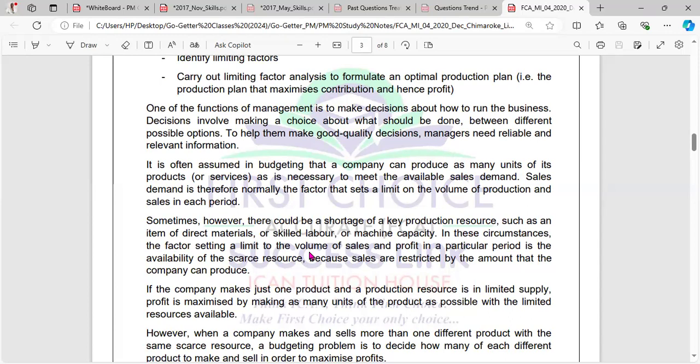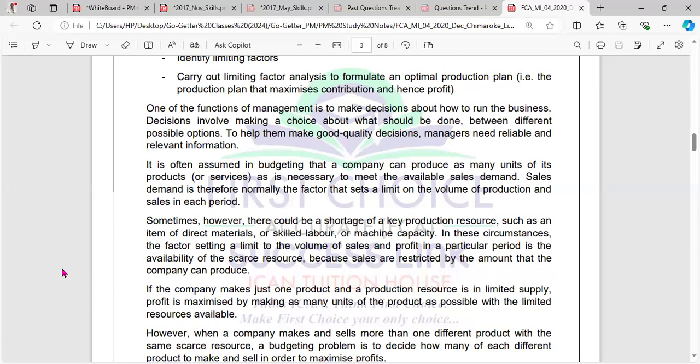Now, sometimes there could be a shortage of a key production resource, such as direct materials. Direct materials might be short in supply. You want to meet your market, but because your direct material is short in supply, maybe because of scarcity, you may not meet it, or you have a shortage of skilled labor or machine capacity. These are some examples of a limiting factor. In these circumstances, the factor setting a limit to the volume of sales that you are going to produce, and your profit, is the availability of these scarce resources.